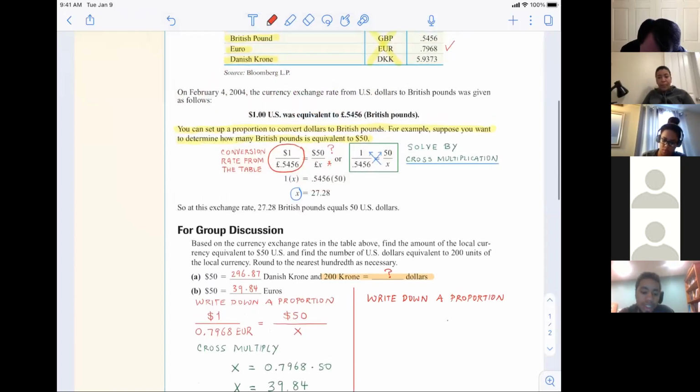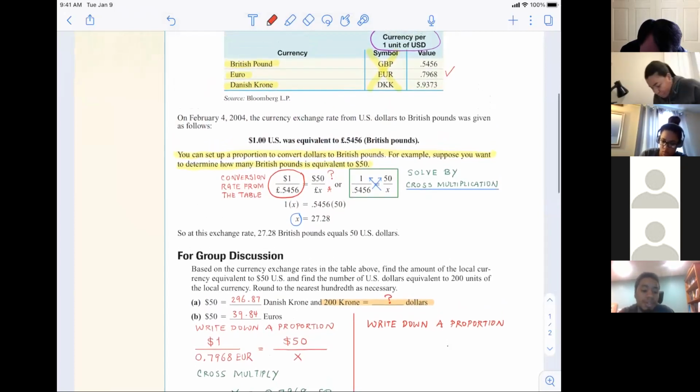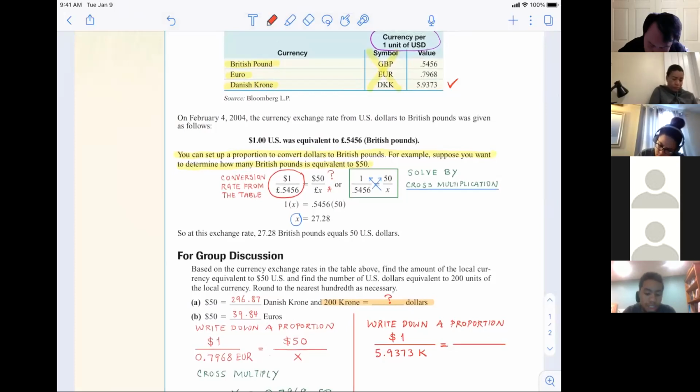Now, for the Danish crown, the conversion rate was 5.9373, right? So we are looking at this conversion rate for the Danish crown. Looks like we're dividing instead of multiplying in this one? Yeah, I think you're right. But I'm going to try to be consistent here and work out this calculation like before. $1 we are supposed to get back 5.9373 Danish crowns. Now, this time we have 200 crowns, so I'm going to put the 200 crowns underneath. And it is the US dollar we need to find out.